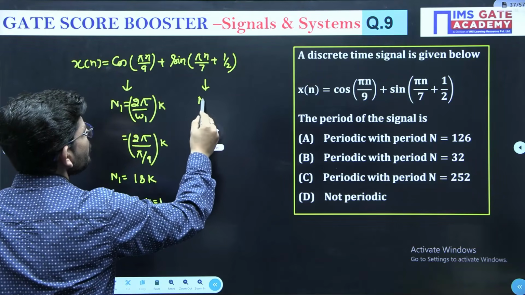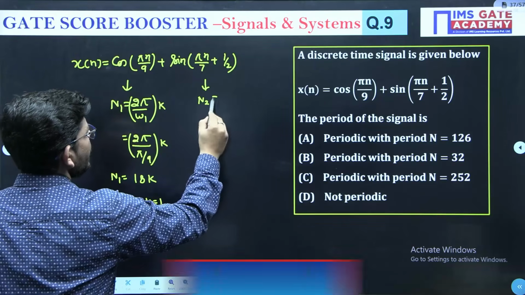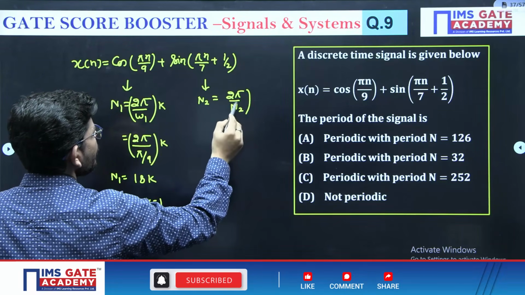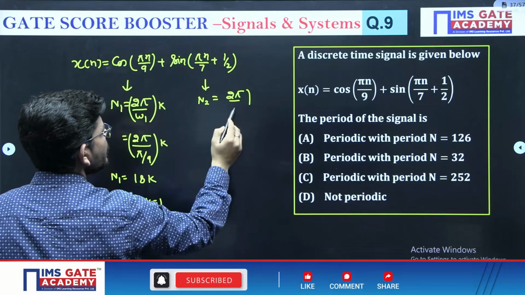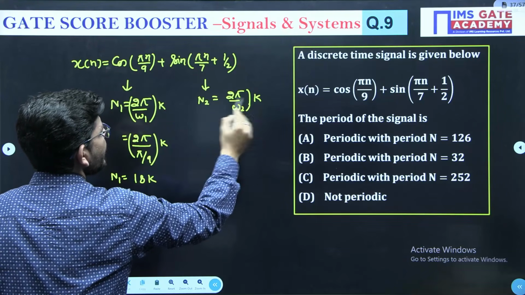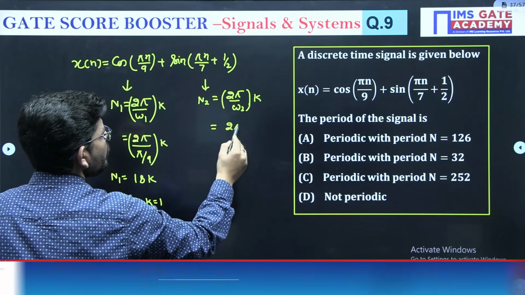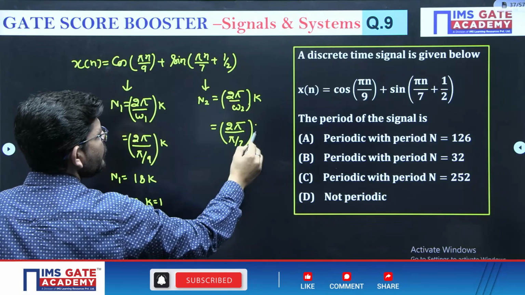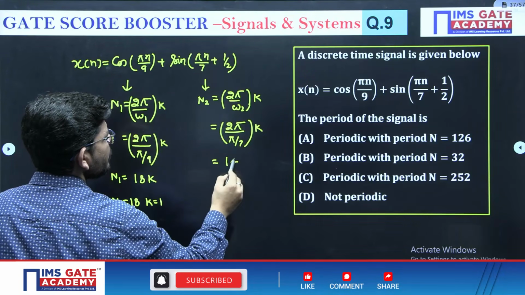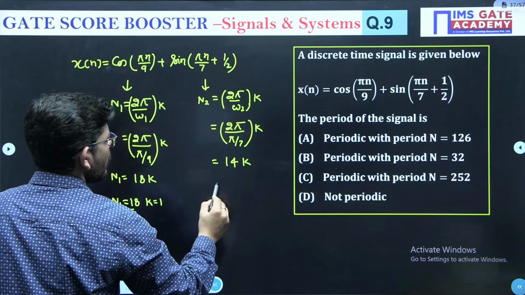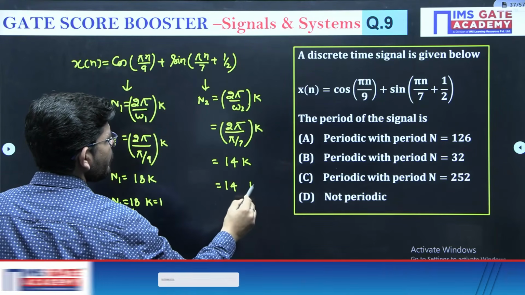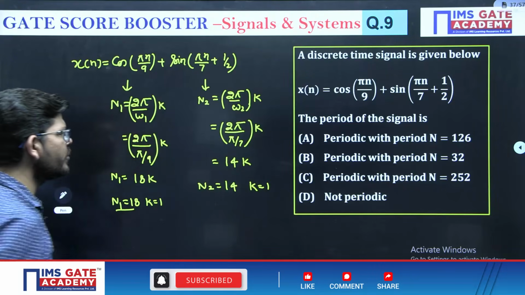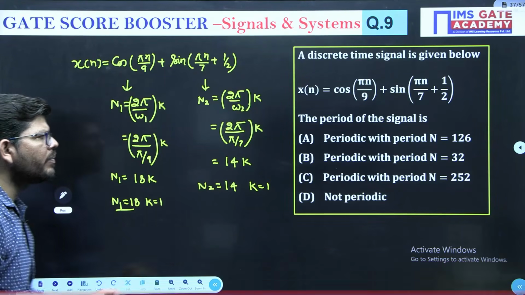Okay, so you can see it is an integer number, so this is periodic. Similarly for this also, n2 will be 2 pi over omega 2 into k, or 2 pi over, what is omega 2? It is pi over 7 into k, or it is 14 into k, or this will be equal to 14 for k equal to 1. Okay, so you can see this is also an integer, so it is also periodic.